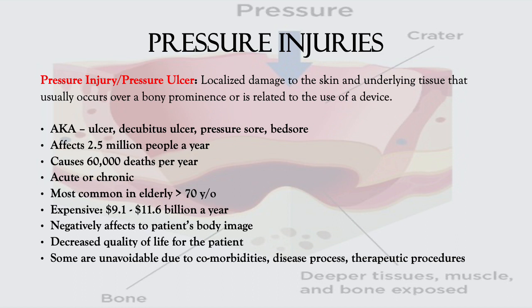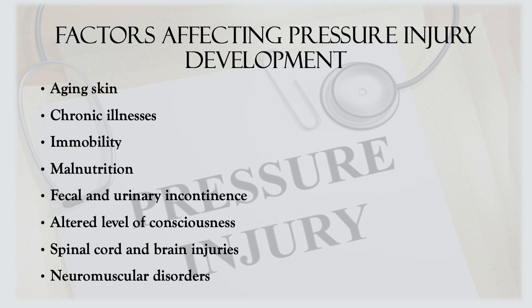They're very expensive. They cost $9.1 to $11.6 billion a year. They negatively affect a patient's body image, decrease quality of life, and some are unavoidable due to comorbidities, disease processes, and therapeutic procedures. Factors affecting pressure injury development include aging skin, chronic illness, immobility, malnutrition, fecal and urinary incontinence, altered level of consciousness, spinal cord and brain injuries, and neuromuscular disorders.